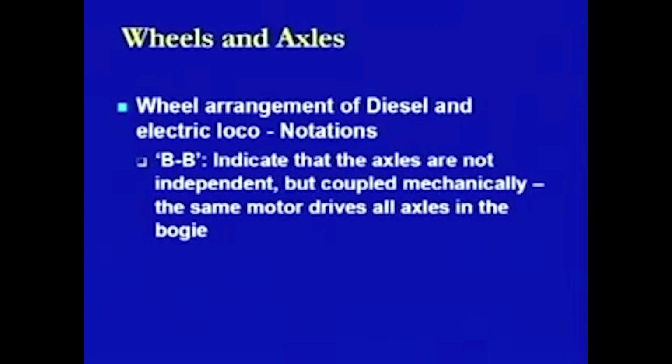Now there is also a condition where instead of using BO we can use simple B. When we are using simple B, it indicates that the axles are not independent but they are coupled mechanically, so that the same motor drives all the axles in the bogie. So this is another sort of wheel arrangement which is provided for the diesel and electric locomotives.